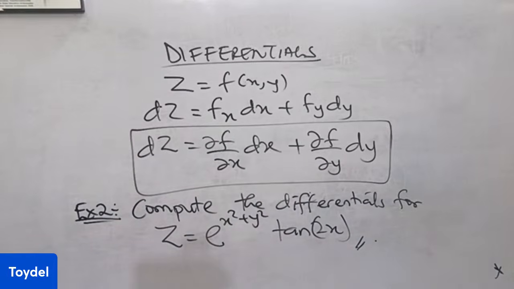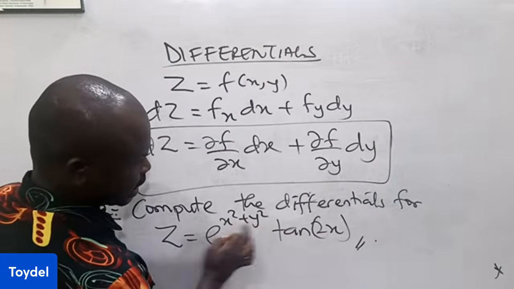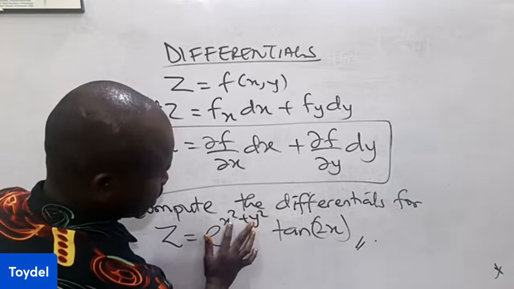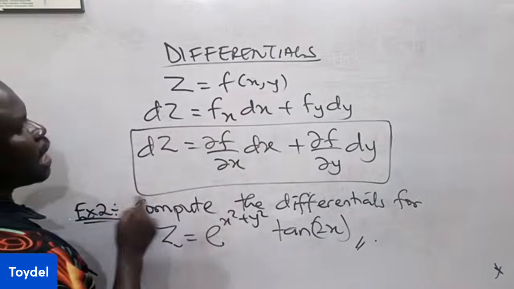So that's the question. We want to compute the differentials for the question that we have on the board. So what do we do here? Of course, z in this case is a function of x and y. You realize that there are two variables here, x and y. Whatever you see here is a function of x and y. So z is a function of x and y. Then how do we compute the differentials?